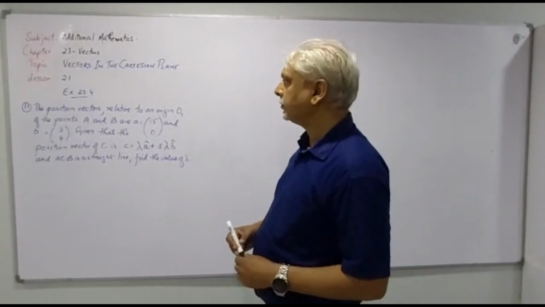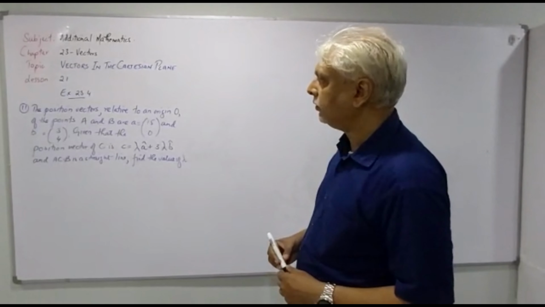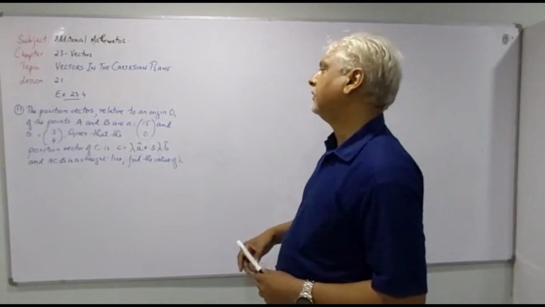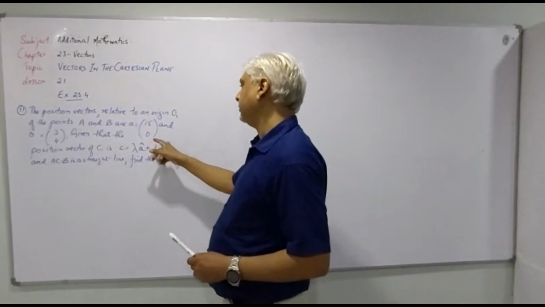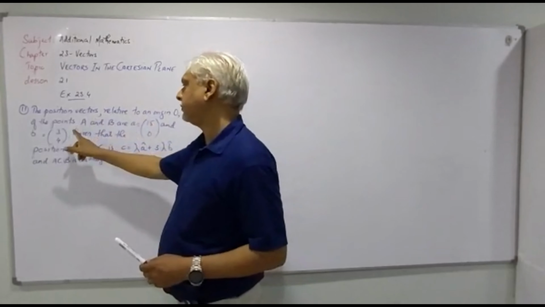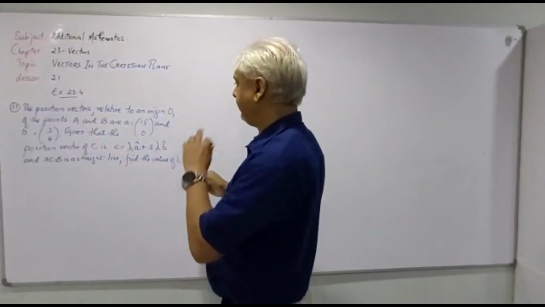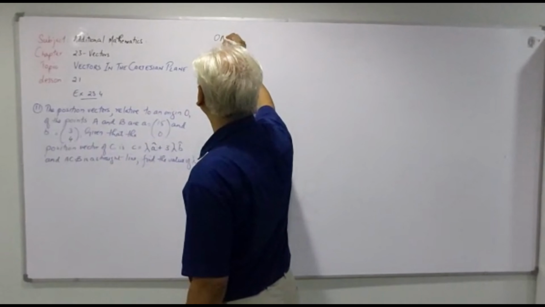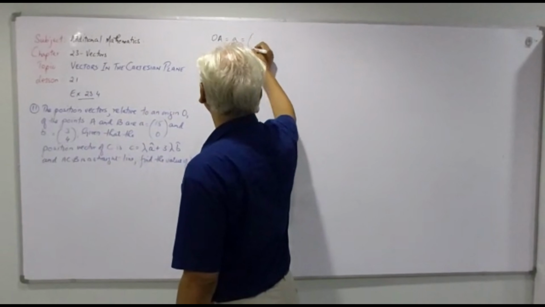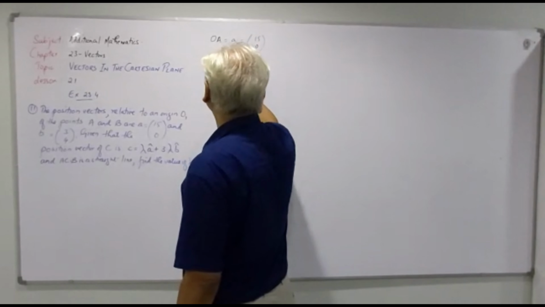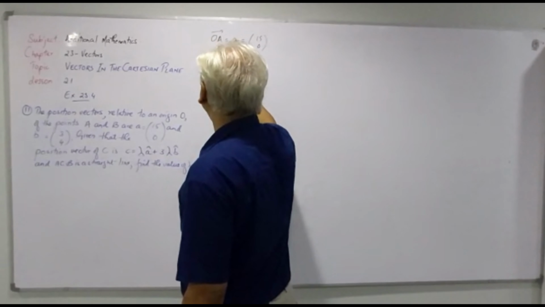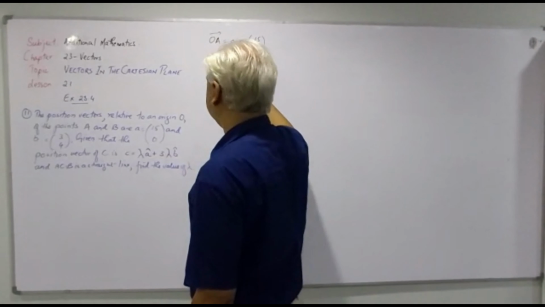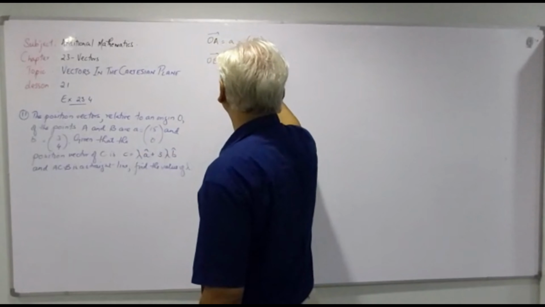Now it says here the position vectors relative to an origin O of the points A and B are A is equal to (15, 0) and B is equal to (3, 4). So, relative to an origin O, the point A would be OA is equal to A, which is (15, 0), and OB is equal to B, which is (3, 4).